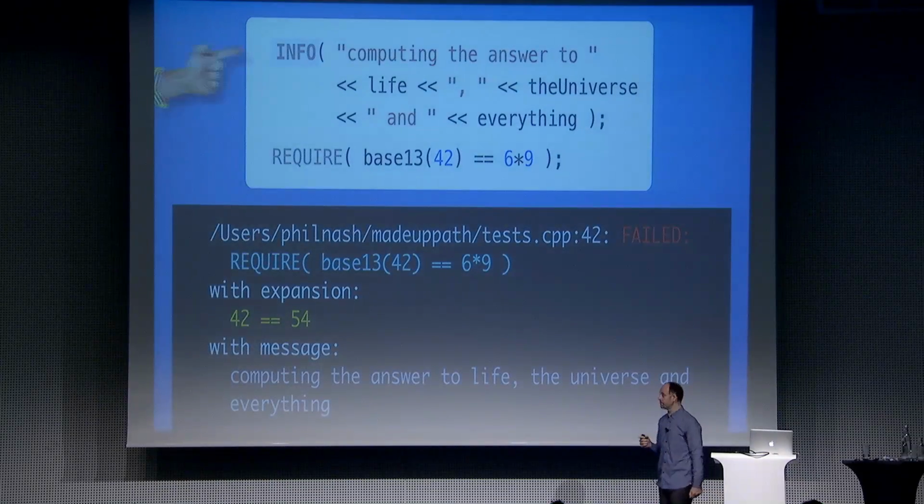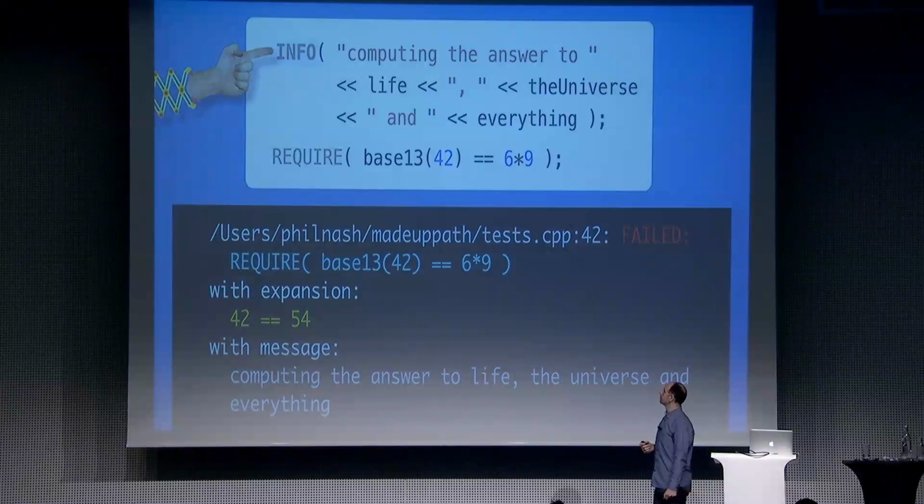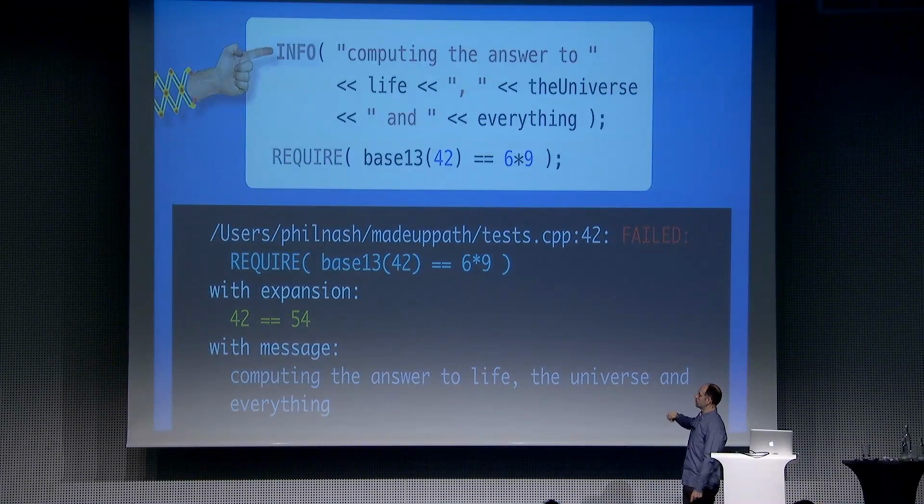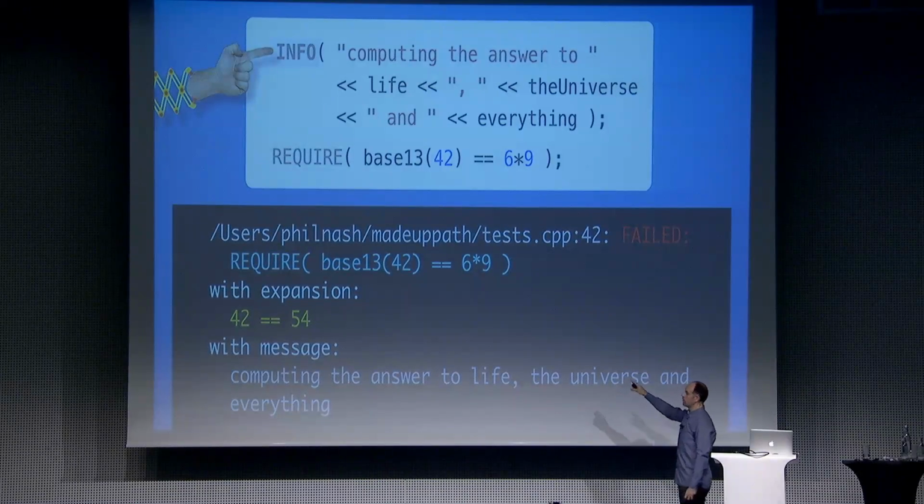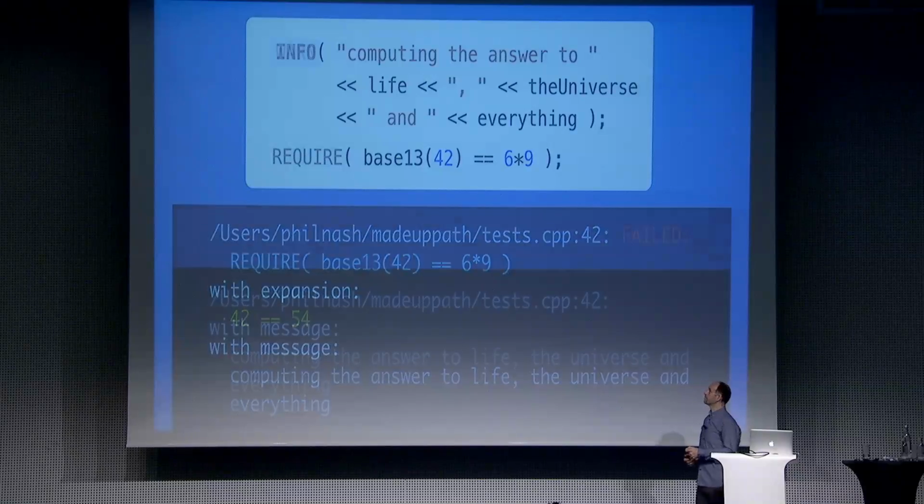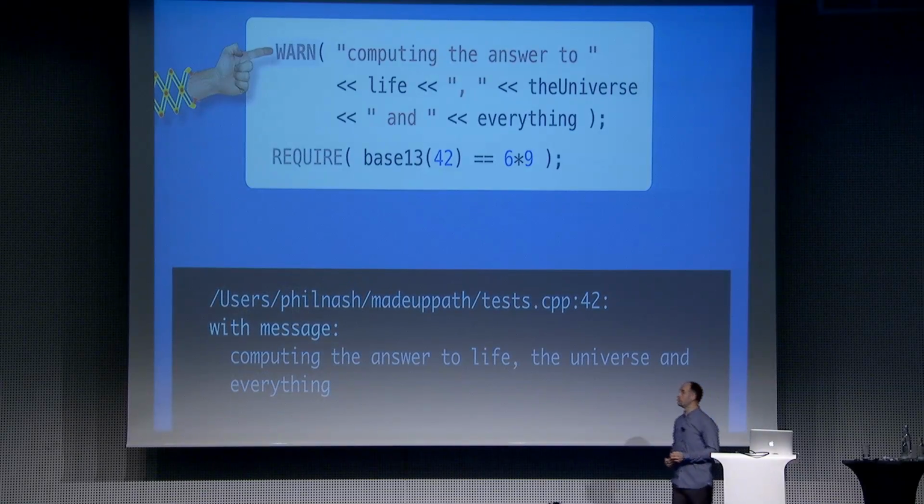So for those cases, there's the INFO macro. Once you're into the macro, this works just like an ostream. You can use the insertion operator, different types there. And this will store up these messages until it comes to a failing assertion, and then it will print it out as part of the message. We won't print anything if it doesn't fail. If you do want something printed, even if the test succeeds, there's also a WARN macro which works the same way, but will always print its message out.